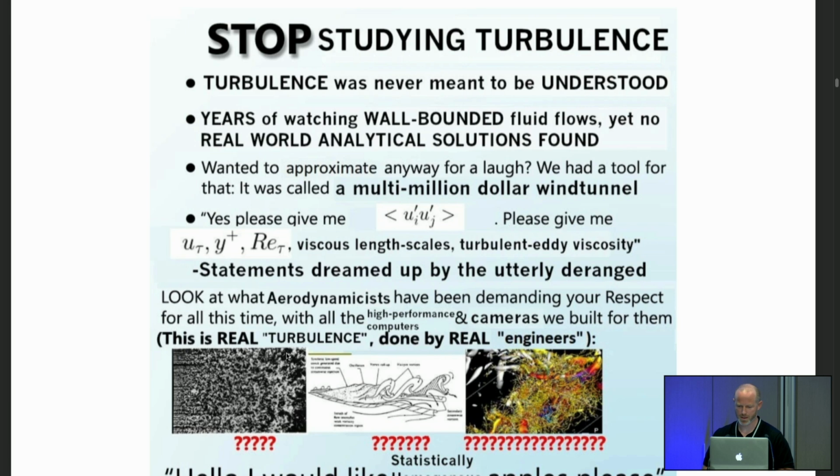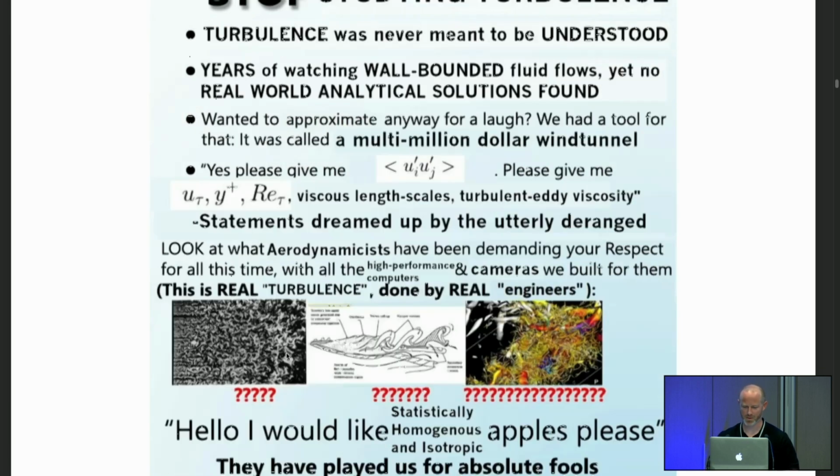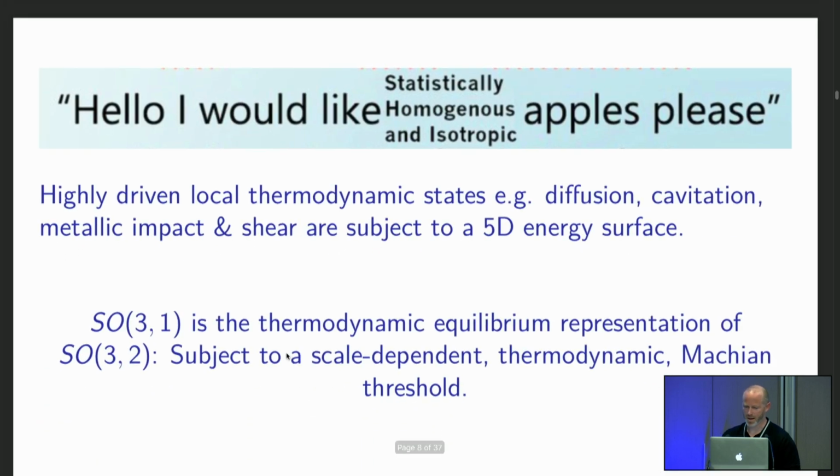Okay, so we ended up having to tackle probably one of the hardest problems that I would consider, turbulence. We absolutely cannot take statistically homogeneous and isotropic assumptions in trying to figure out our regime that we're living in. It's true that highly driven local thermodynamic states, that includes diffusion, cavitation, metallic impact, and shear, are all subject to a 5-dimensional energy surface. That sounds counterintuitive, but here's a more crazy statement that I'm going to make.